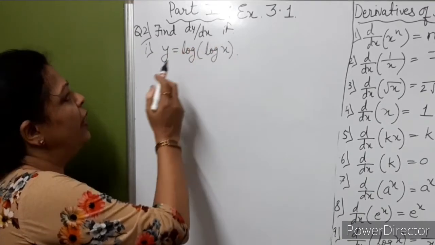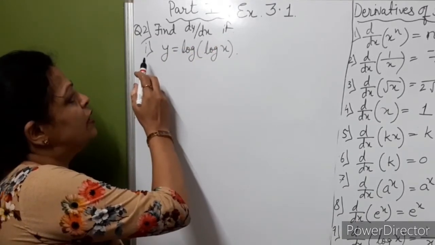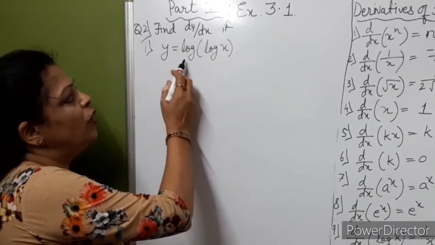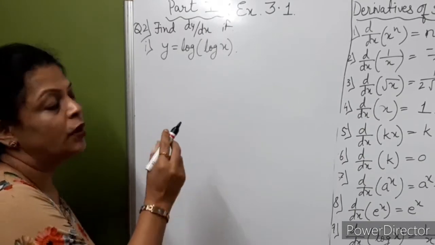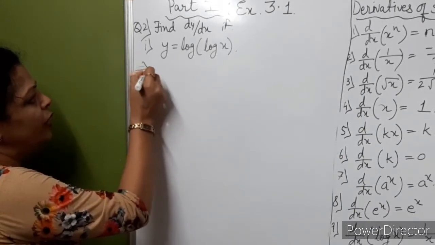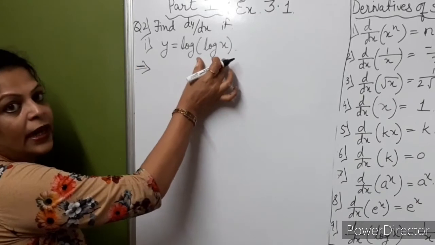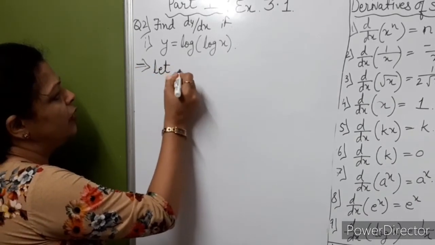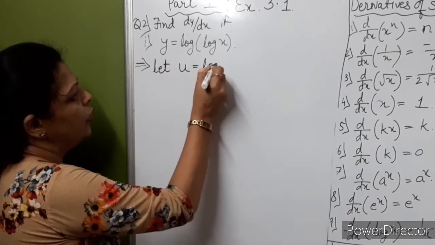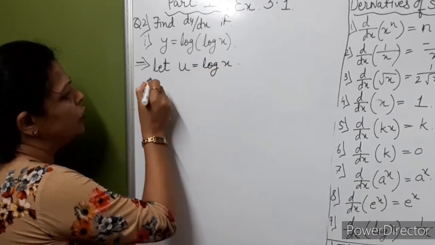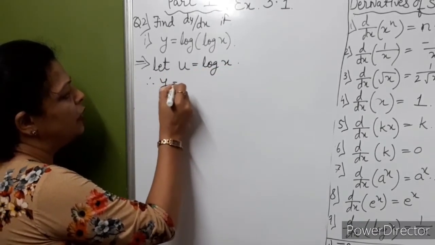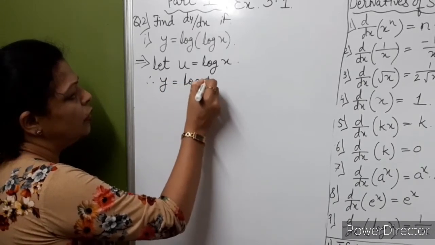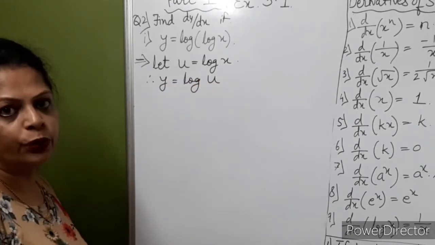Find dy by dx if, first sub question, y is equal to log x. So over here, what will be u? This inside of log x will be u. So we'll say let u is equal to log x. So here y becomes log of u, log u.